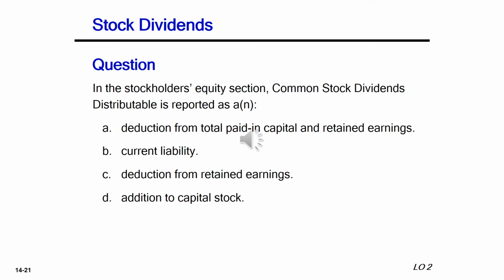Here's another one. In the stockholders' equity section, common stock dividends distributable is reported as a deduction from total paid in capital and retained earnings. Or B, current liability. C, deduction from retained earnings, or D, addition to capital stock. As we saw from our previous illustration, it is going to be reported as an addition to capital stock. So the answer is D.